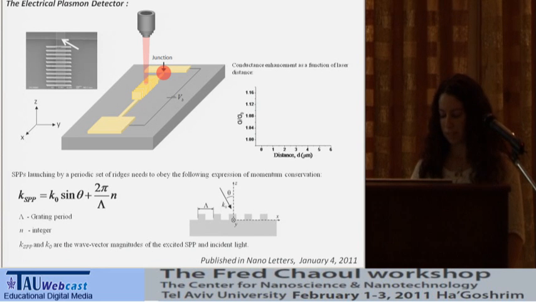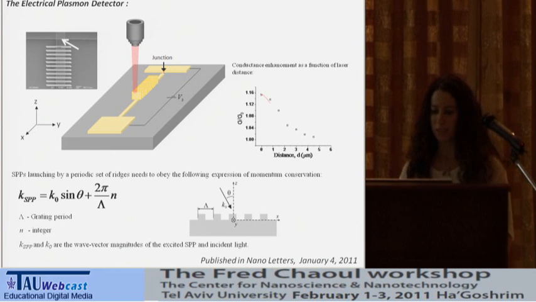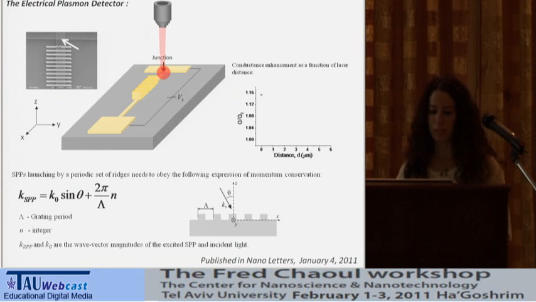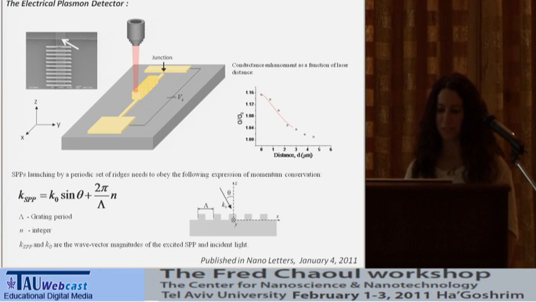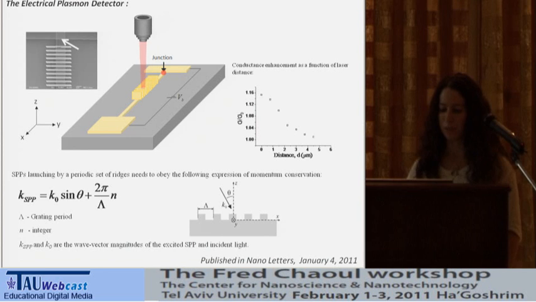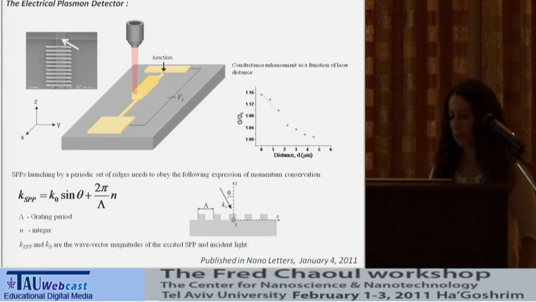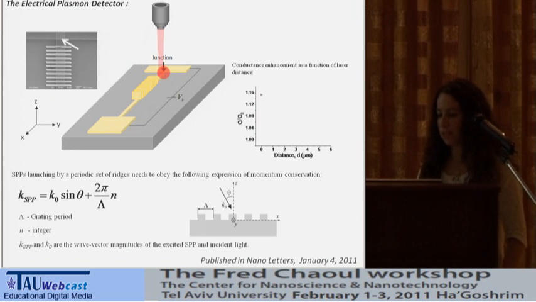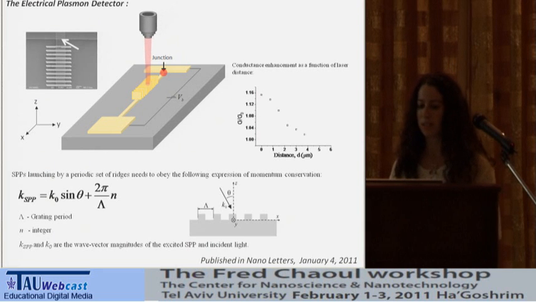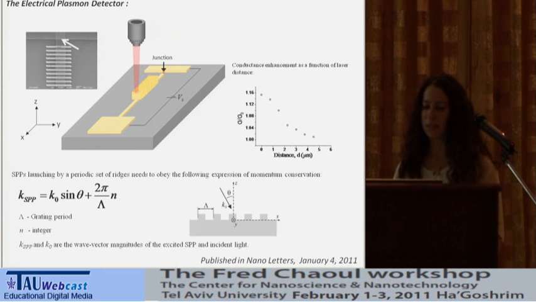The difference is that we illuminate the laser spot at a distance from the junction, and coupling of light to plasmon is induced by a periodic set of grooves. So the plasmon can be created and propagate toward the junction and induce an enhancement in this junction constriction that can be detected by the conductance.